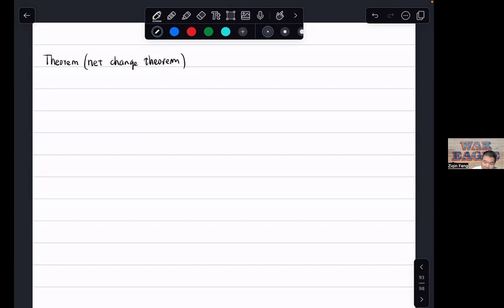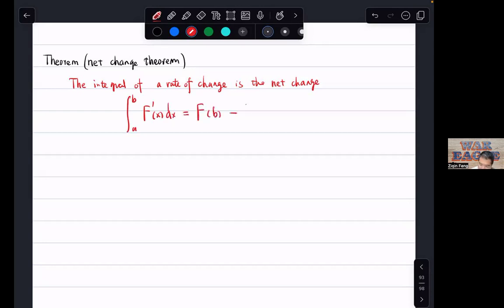So what's the net change theorem? Basically, the integral of a rate of change, if you are given the rate of change, is the net change, the actual change of the quantity. What that means is the integral from a to b of f prime of x dx, by the fundamental theorem of calculus, is just f of b minus f of a. This makes a connection between the rate of change and the net change.